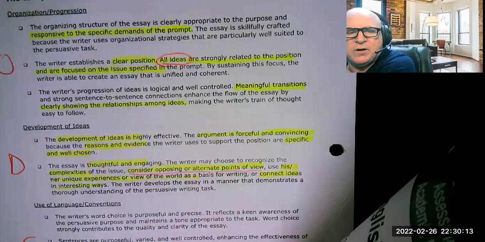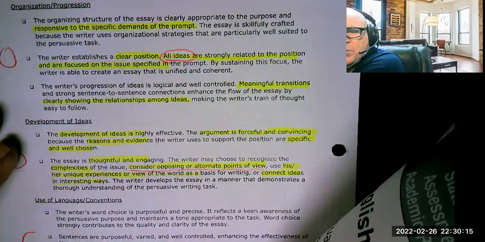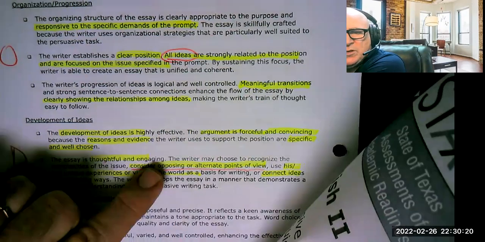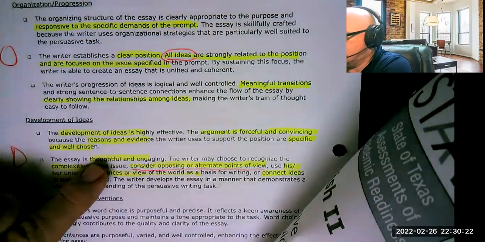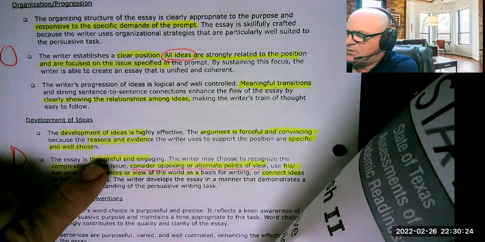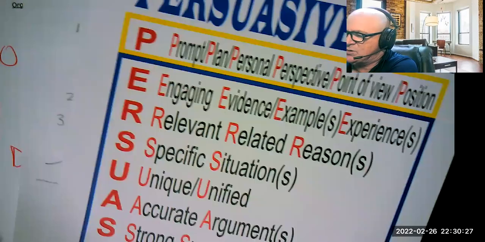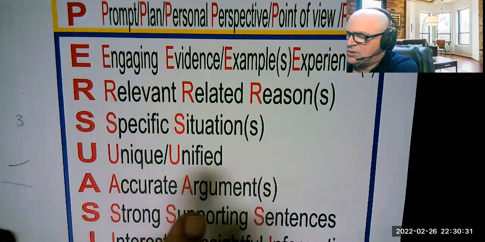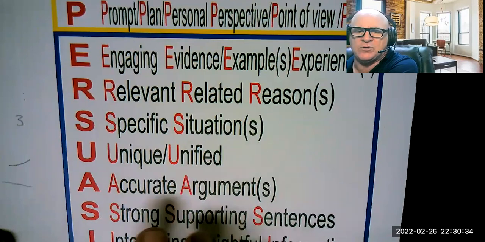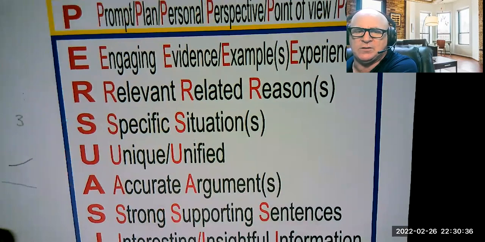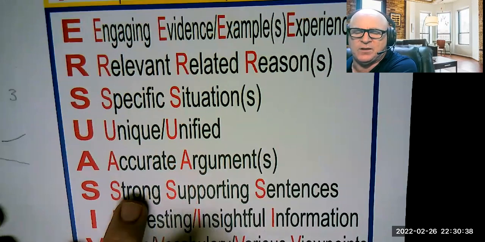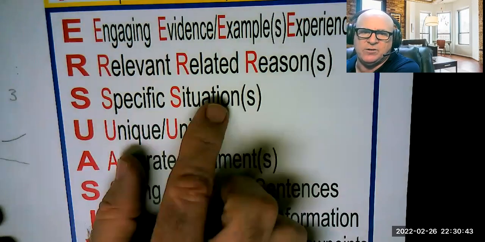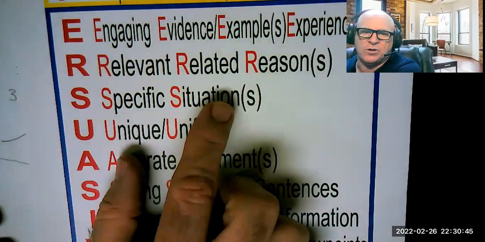The first box here: support the position with specific, well-chosen situations. Look at this word, argument. So specific situations, an accurate argument. How do I make sure? Make sure there are strong supporting sentences. So take a specific, real situation, a realistic current event, or a historical event.